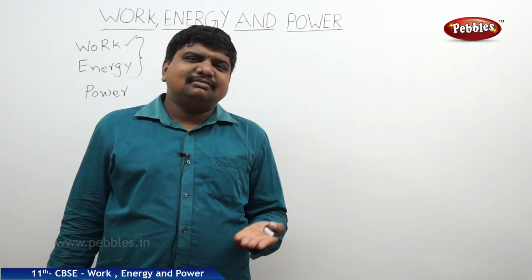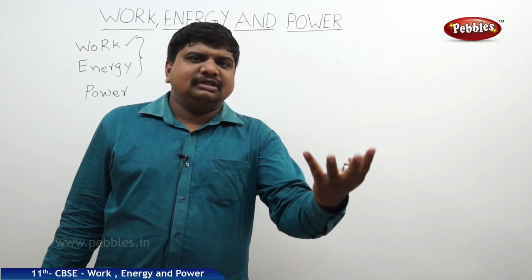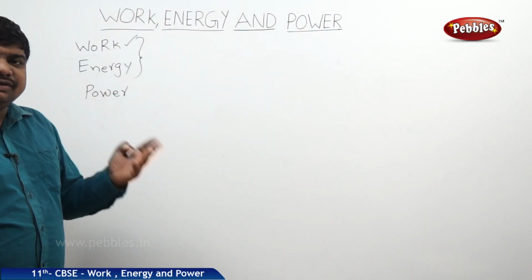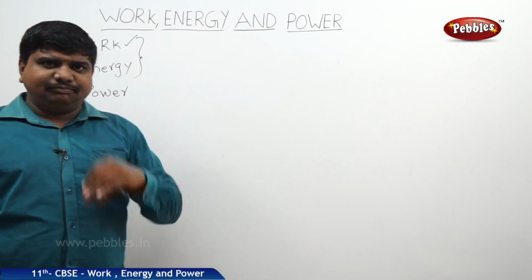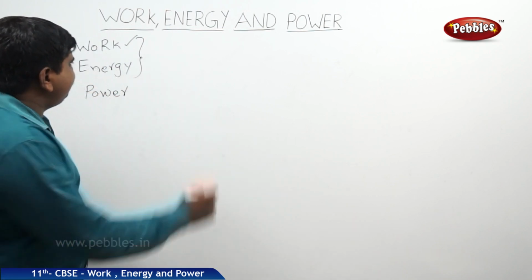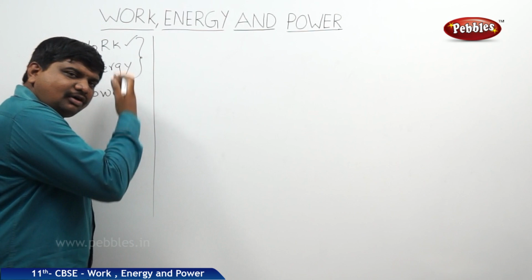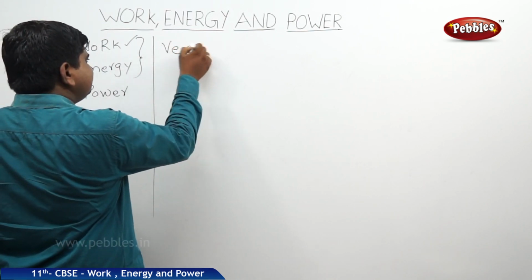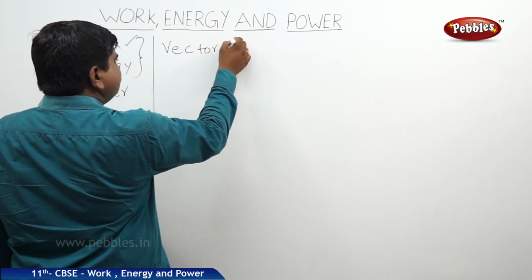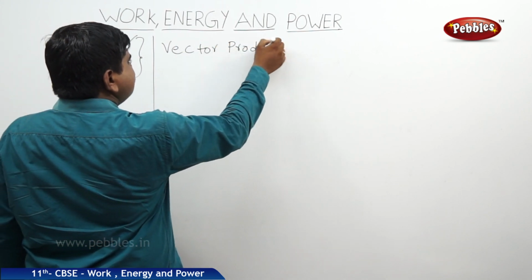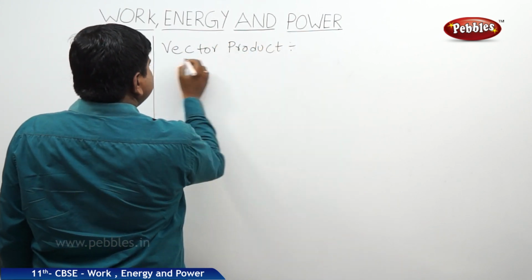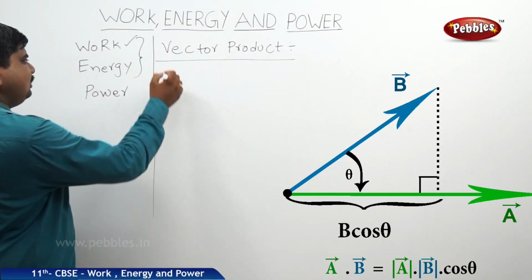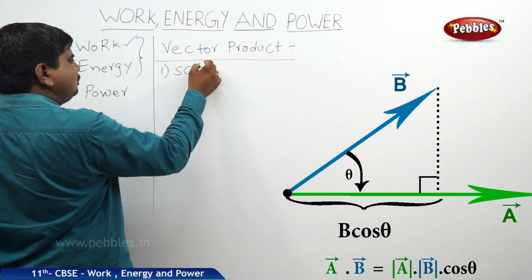So energy is nothing but the ability to do work. So we know that power is nothing but work done per unit time or consumed energy per unit time. But here, before going to discuss the vector forms of all these physical quantities, we should find out what is vector product. In this lesson, we have scalar product or dot product.